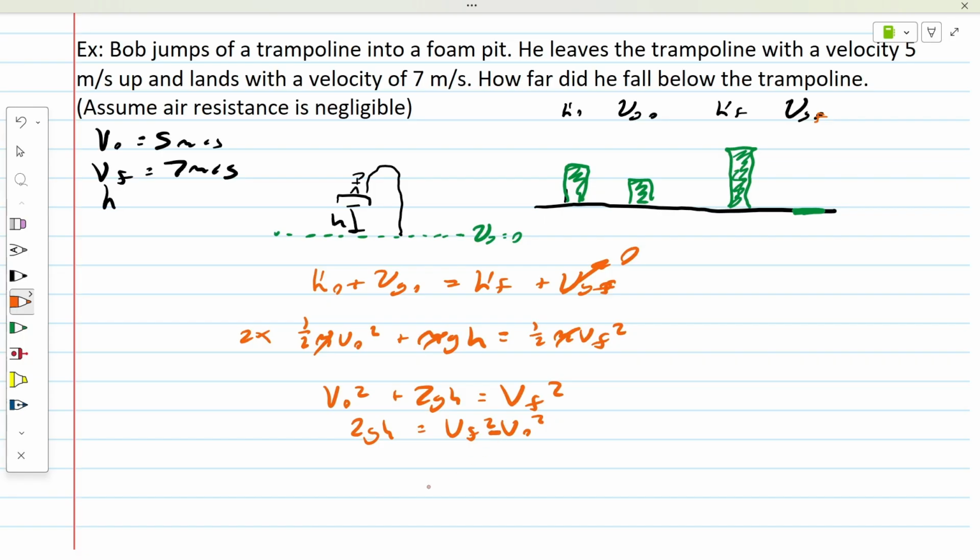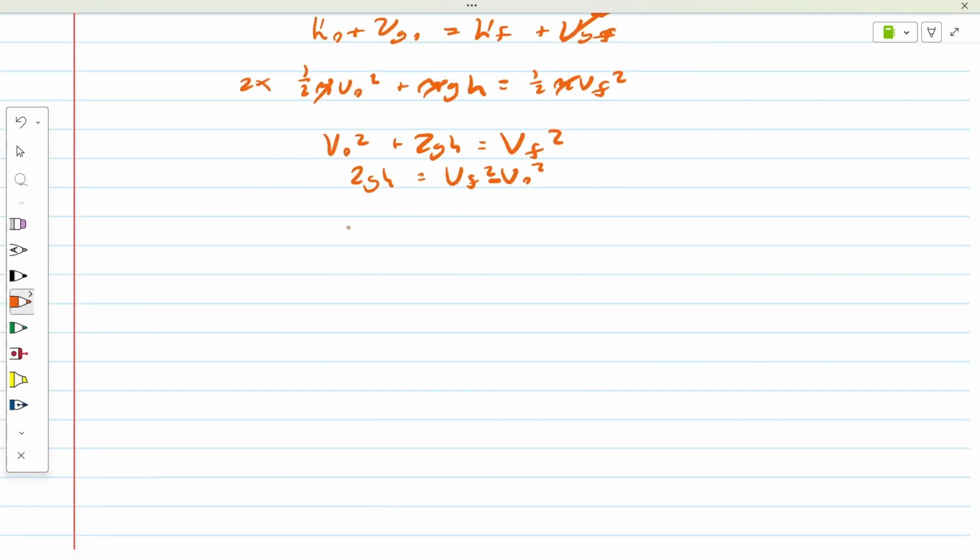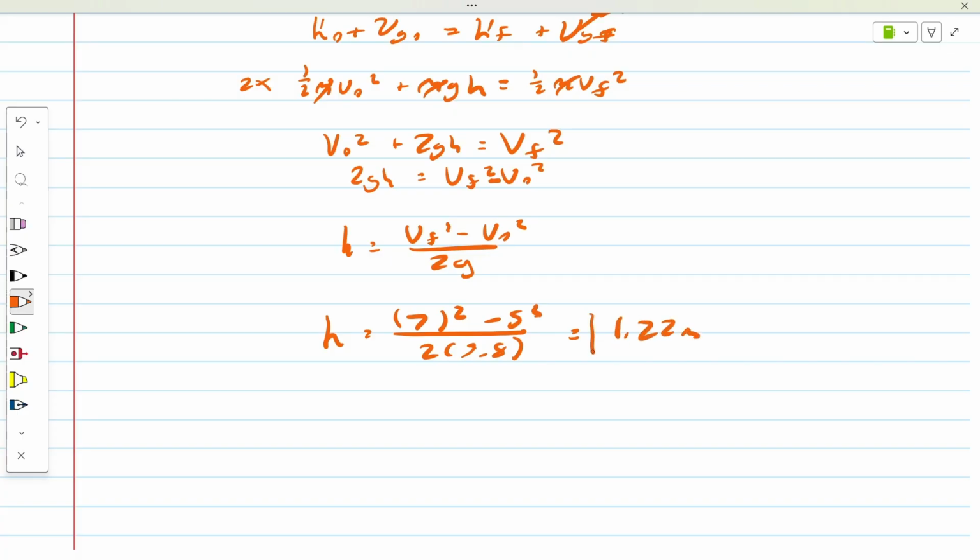Should be minus here. And so we can rearrange for h equaling vf squared minus v naught squared over 2 times the gravity. And so if we plug in the variables that we were given, we would get a height of 1.22 meters, and so that's how far he would fall.